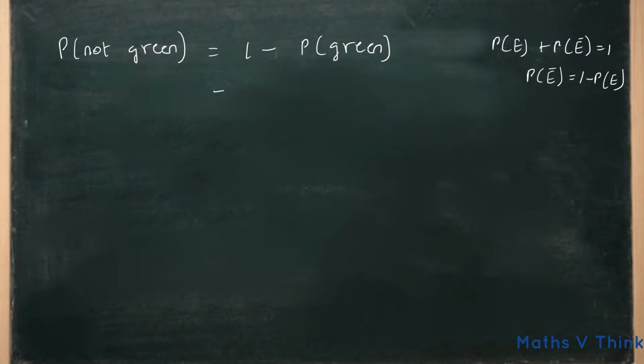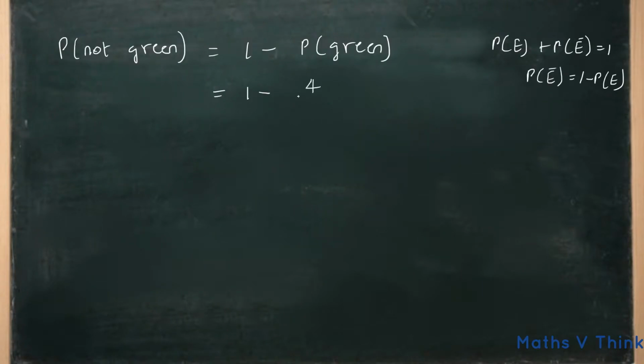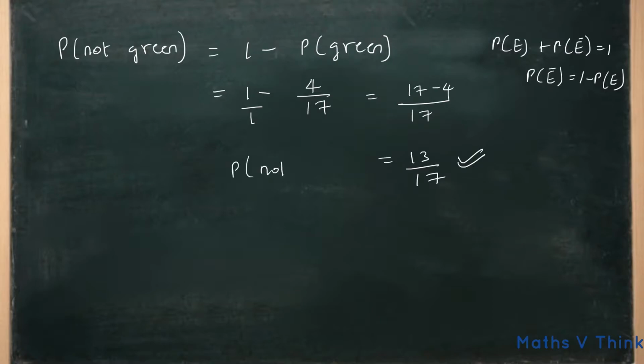Here the event is getting green. So 1 minus, the probability of green we have found out is 4 by 17, which is equal to 17 minus 4, which is equal to 13 by 17. This is the probability of not green.